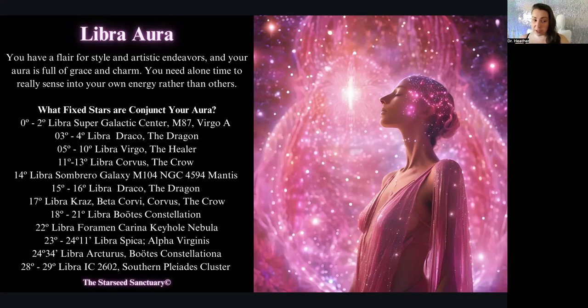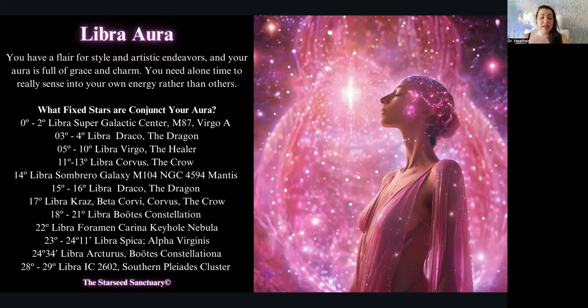14 degrees of Libra, if that's your natal asteroid aura, you're very connected to the Sombrero galaxy and the mantis beings. Your aura might even have kind of a chameleon effect where it changes colors. 15 to 16 degrees of Libra would mean your natal asteroid aura is more aligned with one of the stars of Draco the dragon. 17 degrees of Libra will be one of the stars of Corvus the crow. 18 to 21 degrees, it's going to be conjunct the Bootes constellation where Arcturus is. 22 degrees of Libra will be the Carina Keyhole Nebula.